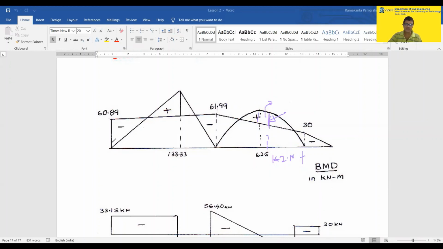And similarly under the span AB, it will be under the load. So this is 60.89. This is 138.33. So you can find this value. Otherwise, you can also find out the moment like this way. I am just explaining how to calculate here also.